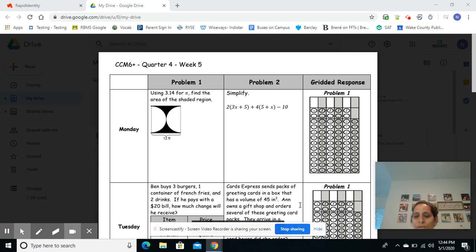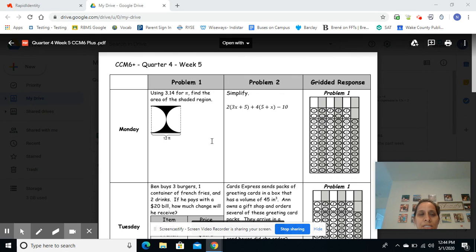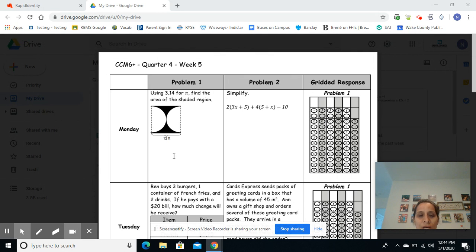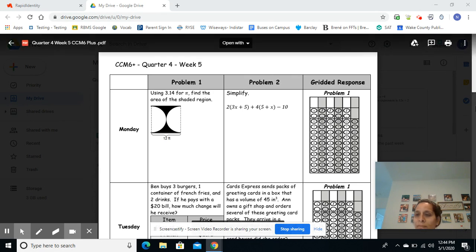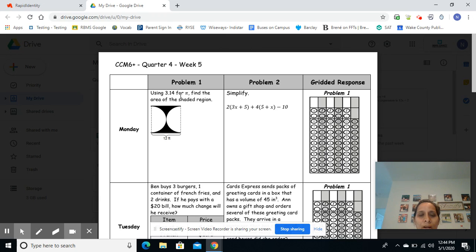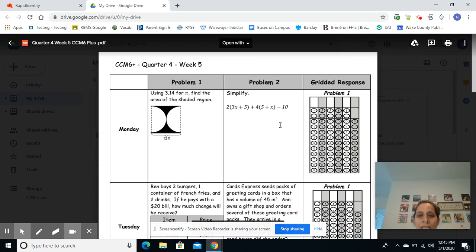So today we're going to do the warm up a little differently. You're going to put your answers into Edpuzzle. So Monday's warm up problem is, using 3.14 for pi, find the area of the shaded region, okay?